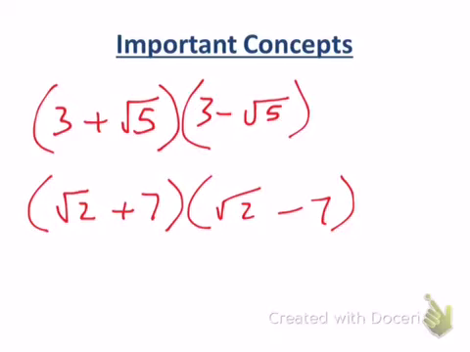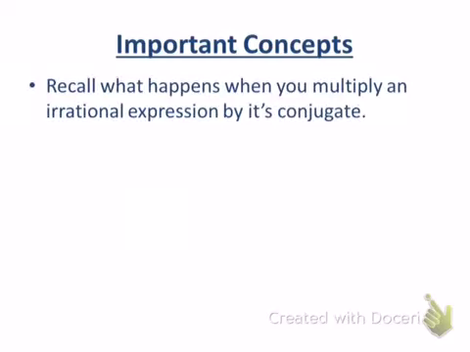Now, what is the relationship between 3 plus the square root of 5 and 3 minus the square root of 5? They're conjugates. Square root of 2 plus 7, square root of 2 minus 7, they're conjugates. All right, so the concept that we have to have here as we move forward is when you multiply an irrational expression by its conjugate, you get a rational number. So an irrational number times its conjugate gives us a rational number.